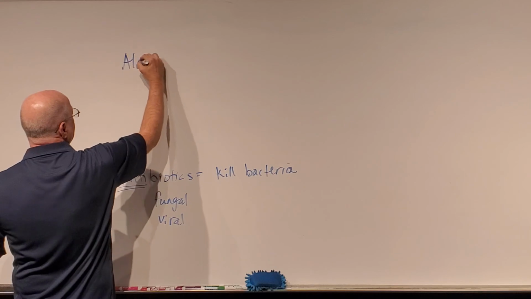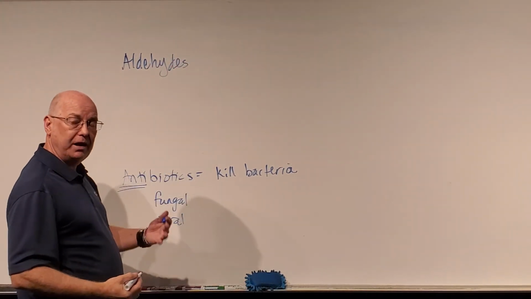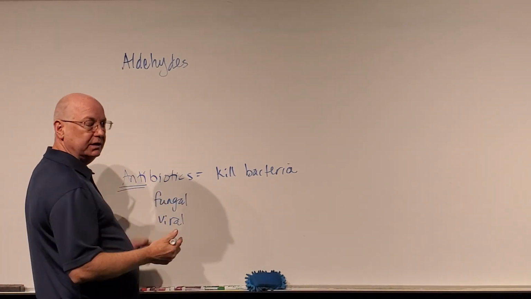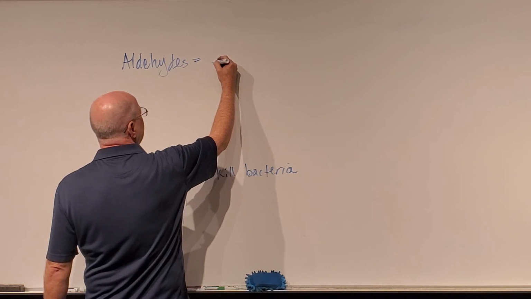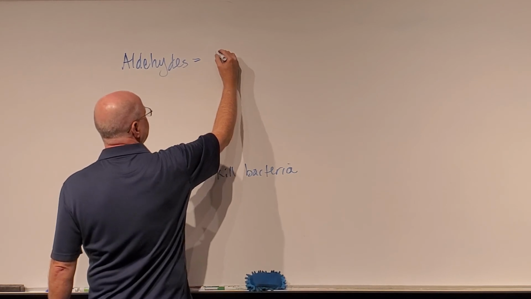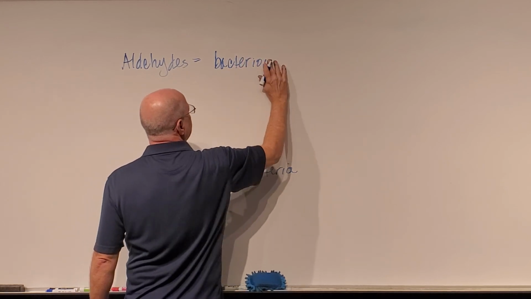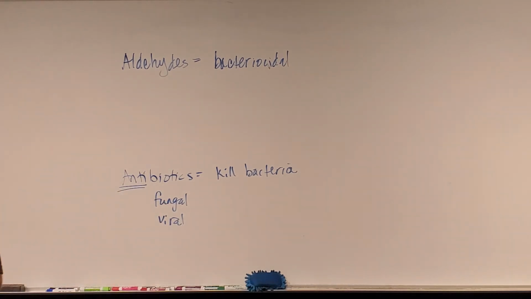We can very often use these compounds called aldehydes. Formaldehyde is one that's very good at preventing things from rotting. We use formaldehyde to preserve specimens and anatomy. Aldehydes are very much bactericidal. They kill a lot of bacteria, and bacteria cannot grow or survive in a high aldehyde concentration.